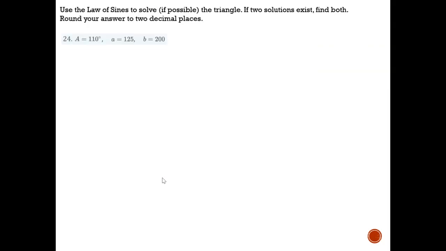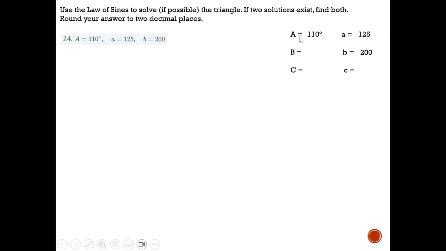Okay, now again, this is from the homework. Use the law of sines to solve, if possible, a triangle. If 2 solutions exist, find both. Round your answer to 2 decimal places. Okay, so let's write everything that's given. The given angle A is 110. Side A is 125. And side B is 200.